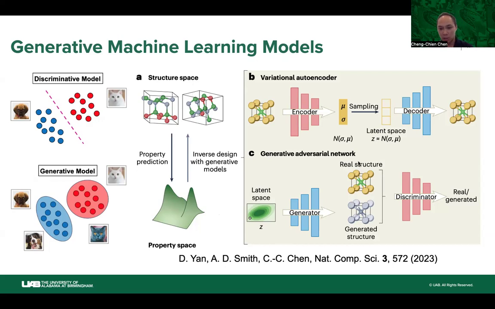As we review in the paper, there are popular generative models like variational autoencoders or generative adversarial networks. I'm not going into details in this talk; you can check the details in this paper. But these are popular generative models that have already been applied to generate plausible crystal structures to facilitate our crystal structure prediction.